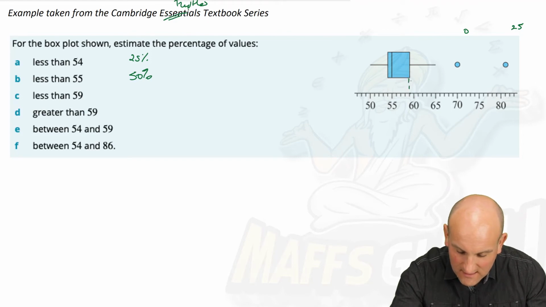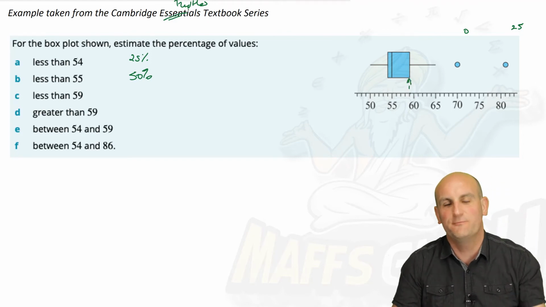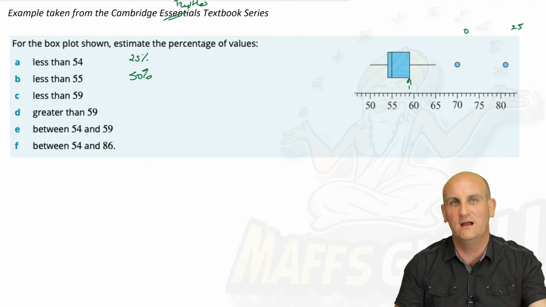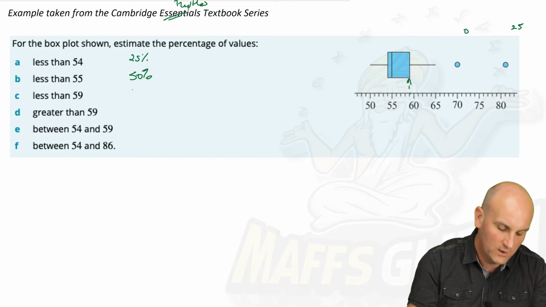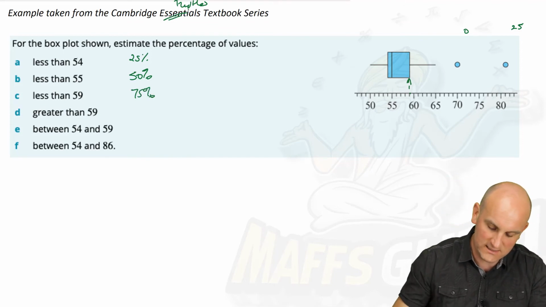Less than 59, I reckon they're trying to trick us here. Here is 59. What do we notice? How many sections of my box plot have I got? 1, 2, 3. I've got 25, 25, and 25, which is 75% of my data.